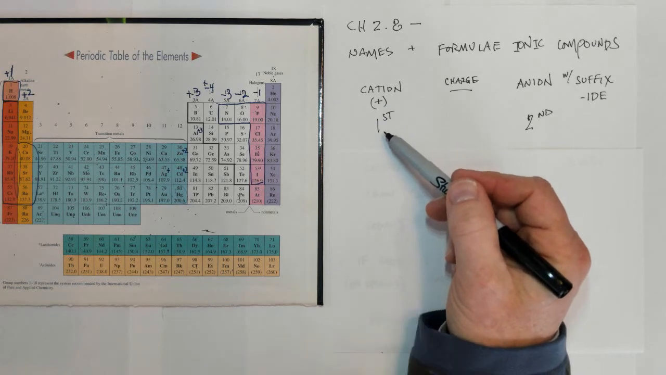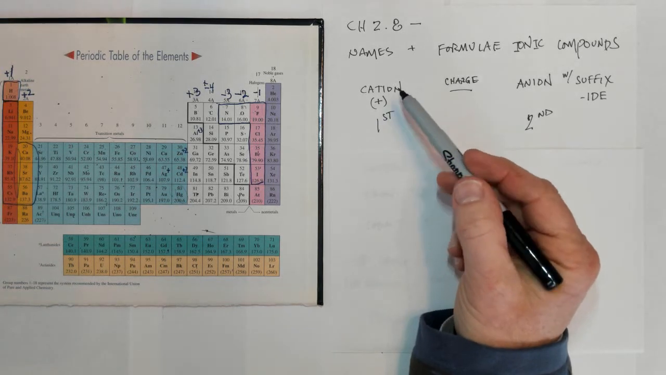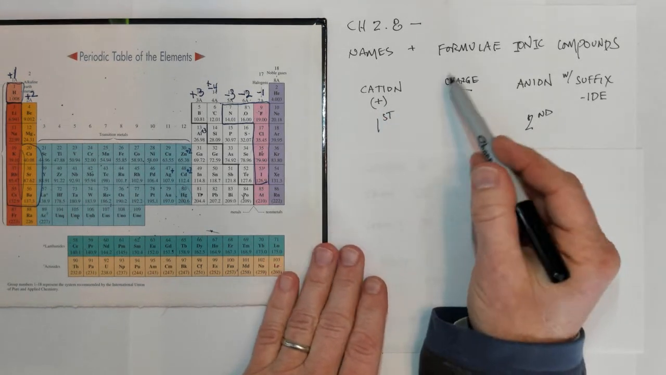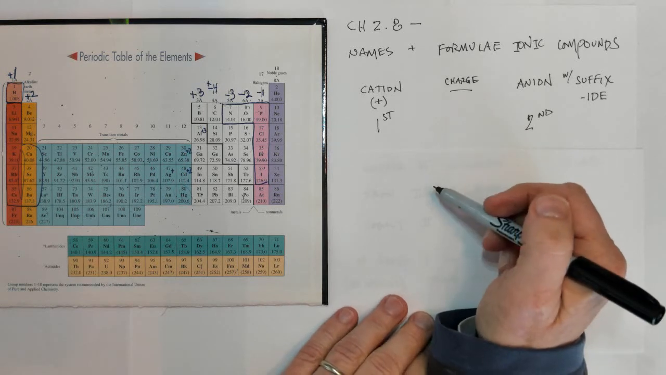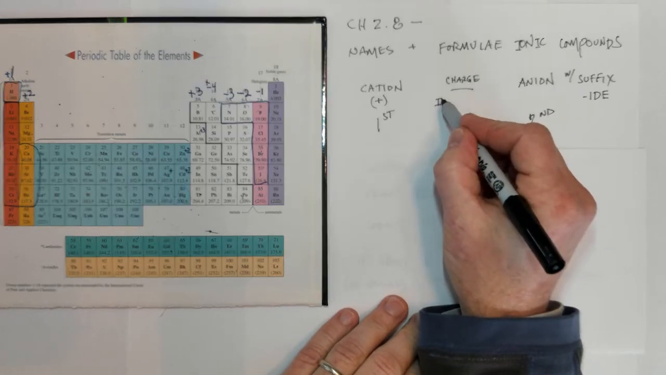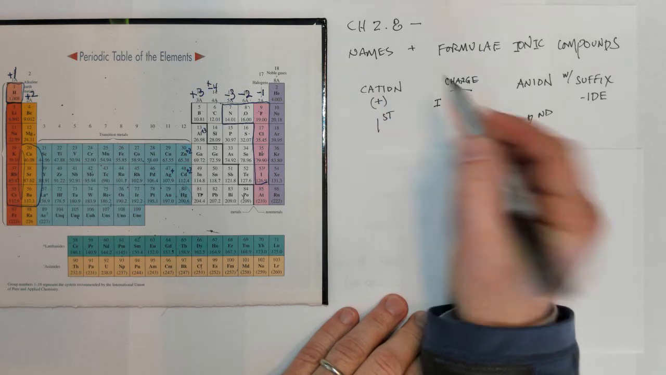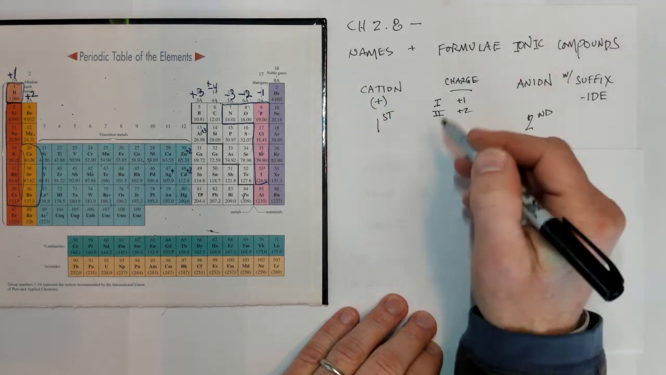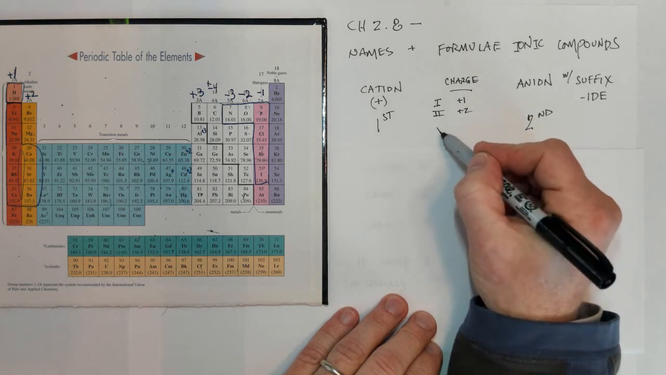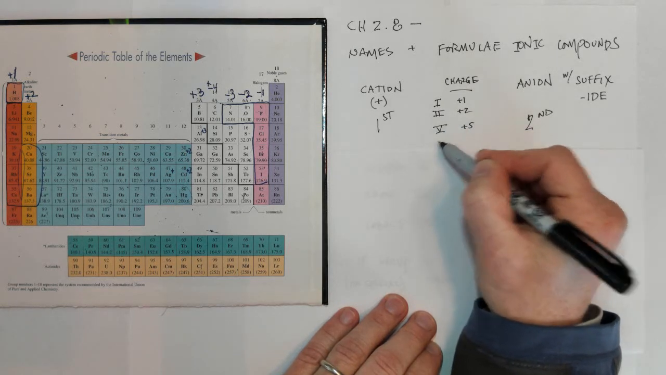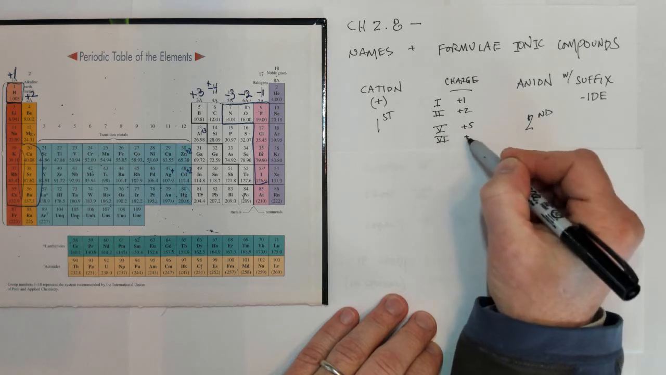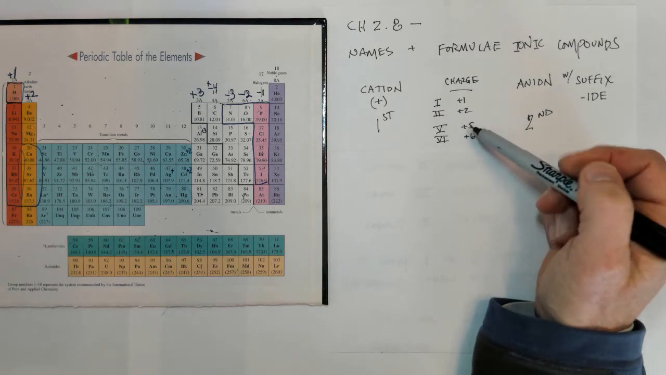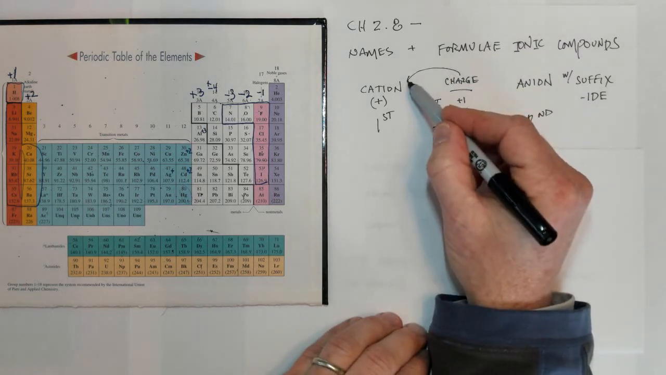The formula always has the cation first, or the name always has the cation first. And then in the middle, there's a charge, and the charge is listed as a Roman numeral. Roman numeral 1 means a positive 1 charge for the cation. Roman numeral 2 means a positive 2 charge for the cation, etc. If you had a Roman numeral 5, it would mean positive 5. 6 would mean positive 6, etc. So knowing your Roman numerals is important because it tells you the charge of the cation.